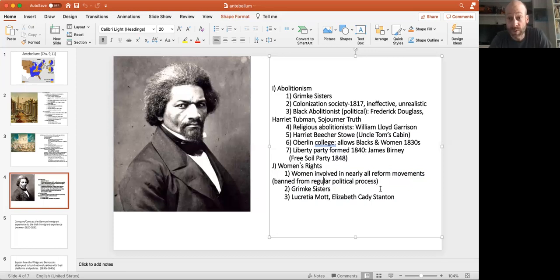Now, no state would grant women the right to vote until Wyoming and Utah do, much later in the late 1800s. I believe Wyoming's the first in 1869, and it's Wyoming. So my joke is, yay, both women who lived there got the right to vote. It wasn't that many.